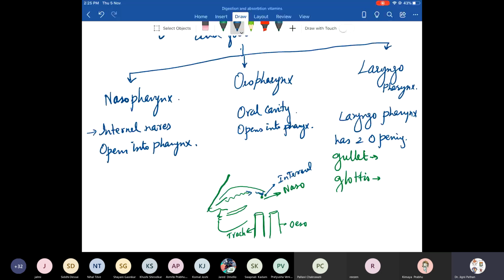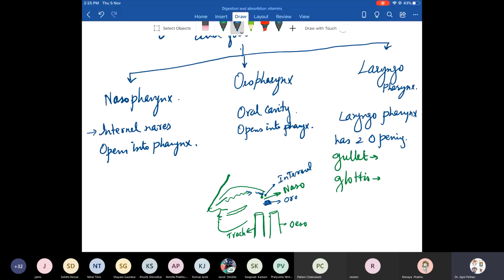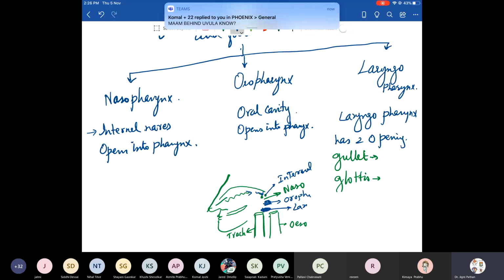Then, when you open the mouth, the part behind the tongue is called oropharynx. The oral cavity opens into the pharynx. When you open the mouth widely, where the tongue is present, still backside, and you see the wall of the pharynx, that is called oropharynx. Is it clear? Next, what is laryngopharynx? This region below the oropharynx is called laryngopharynx.